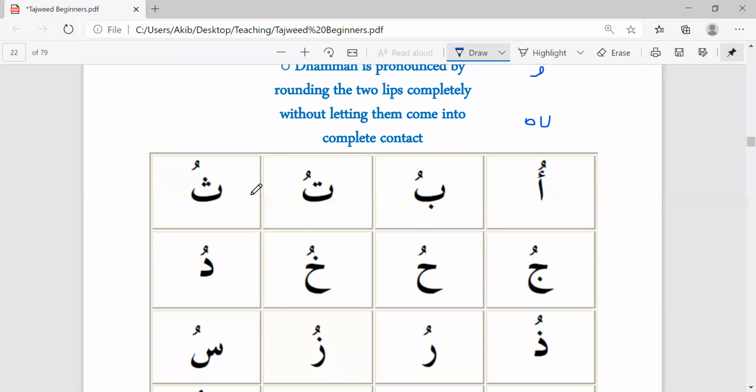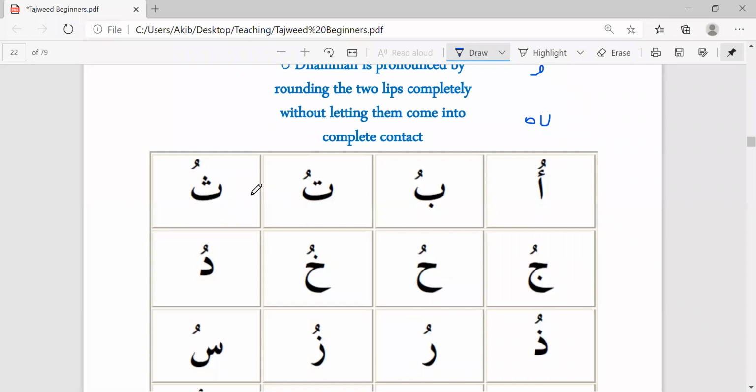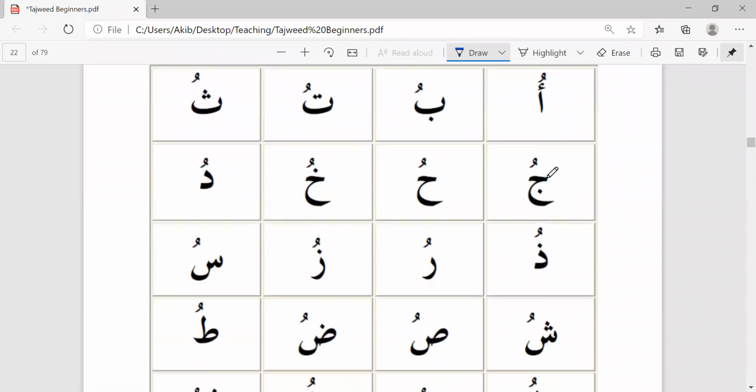The tha, again, make sure that you're touching just the tip of the top two teeth. Thu, thu, thu. The letter jim is going to be ju, ju, ju. Be sure to keep it short. Make sure you're not saying ju like that. Don't stretch it. It's just going to be ju.